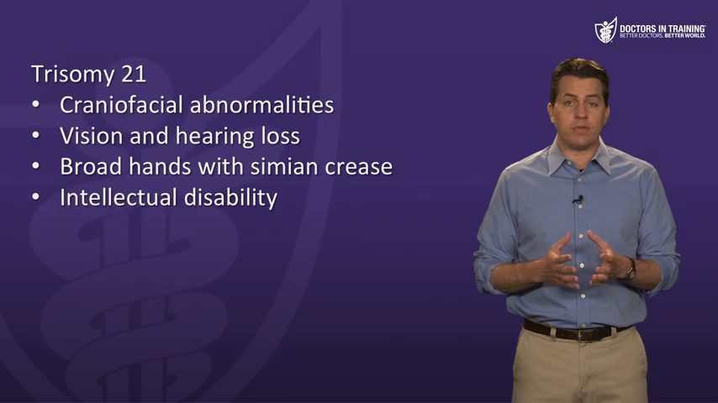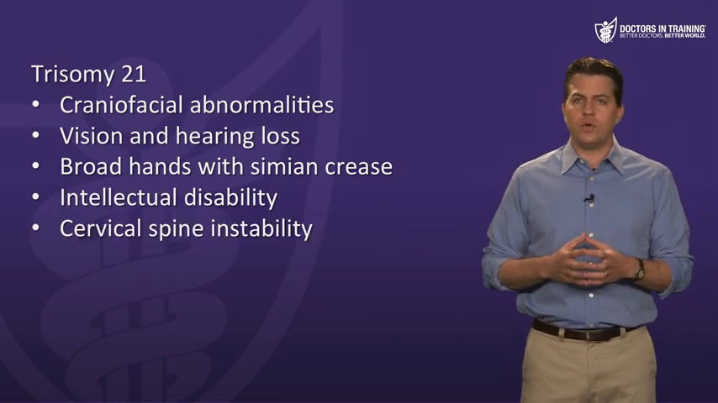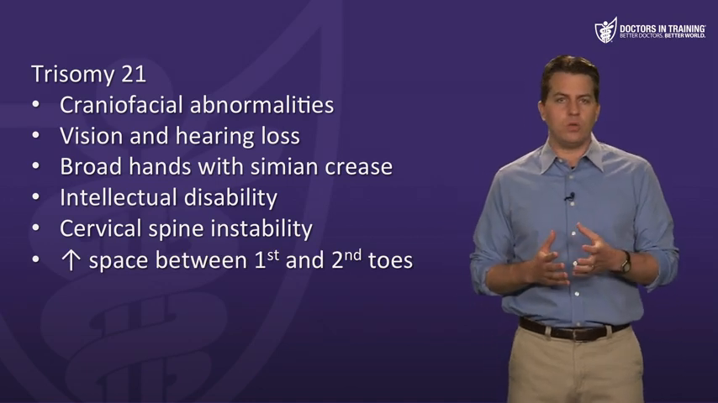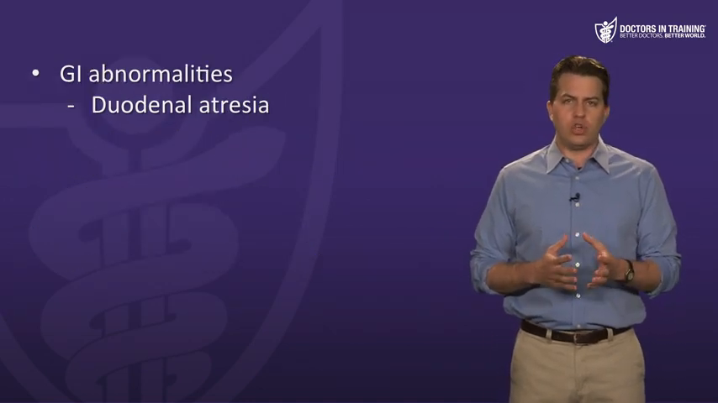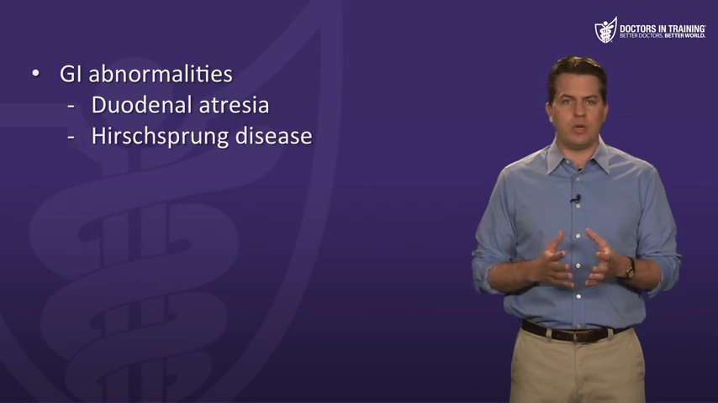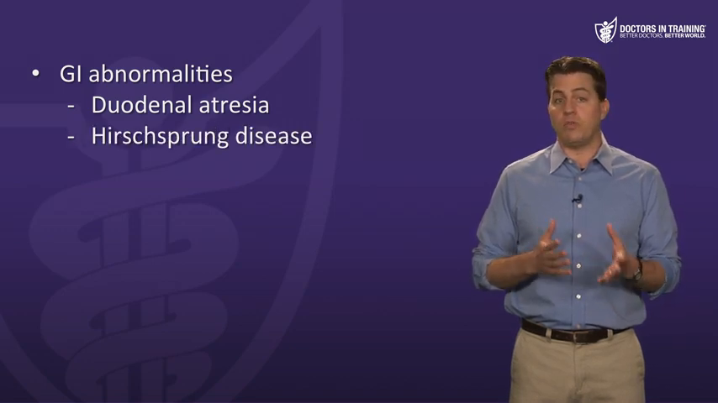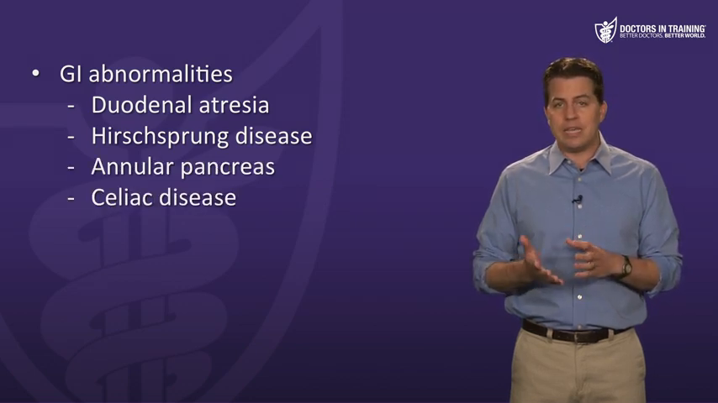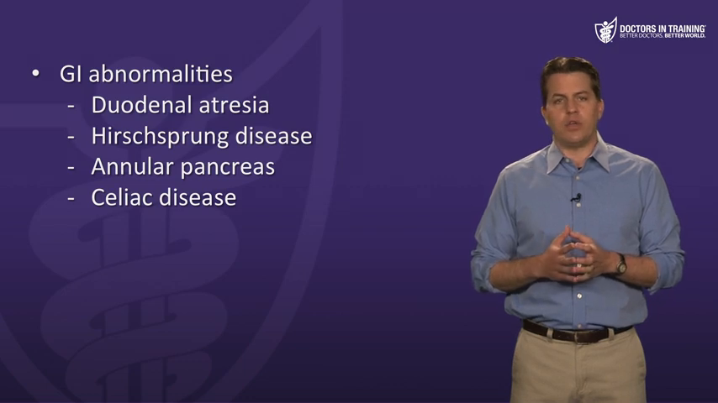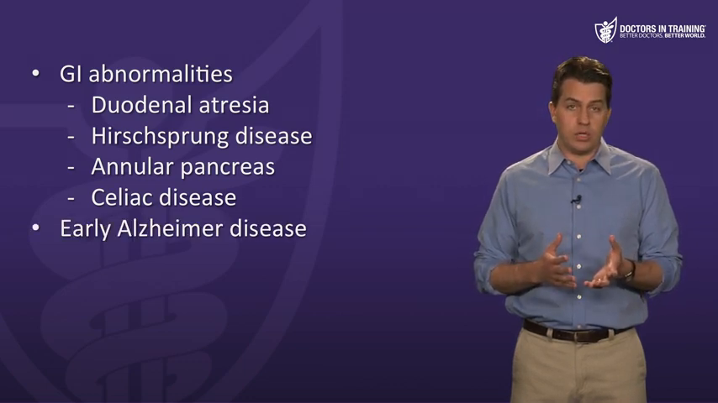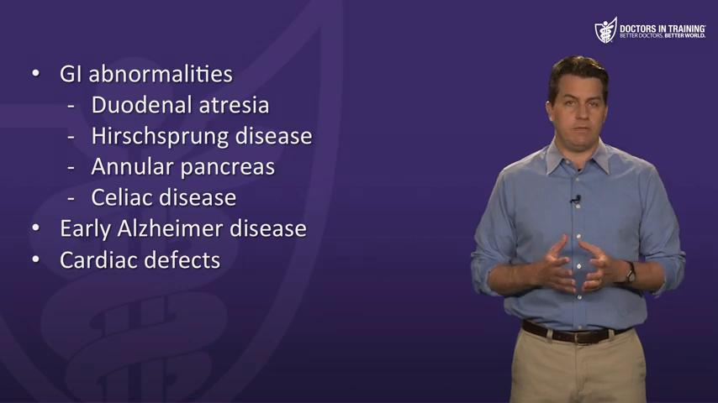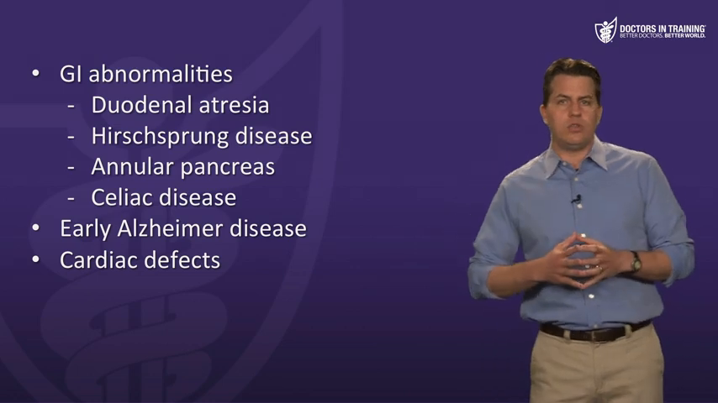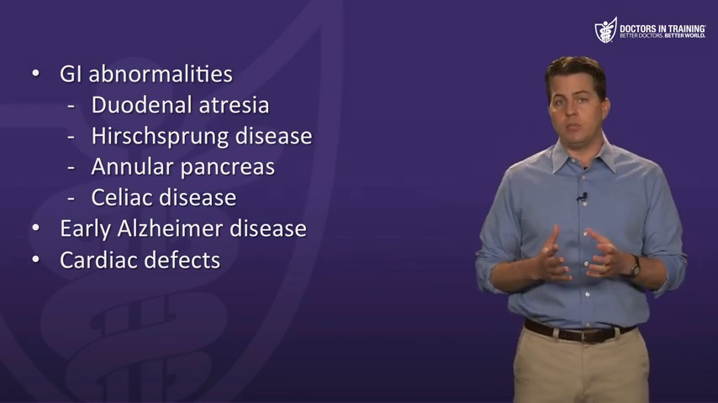Then you can also have intellectual disability, cervical spine instability, increased space between the first and second toes, increased risk of duodenal atresia and other GI abnormalities like Hirschsprung disease, which initially presents with failure to pass meconium, possibly annular pancreas, possibly celiac disease. These patients also tend to get Alzheimer's disease in their 30s, and they also tend to have cardiac defects. Now, Down syndrome patients usually survive into the 4th decade of life or possibly longer.